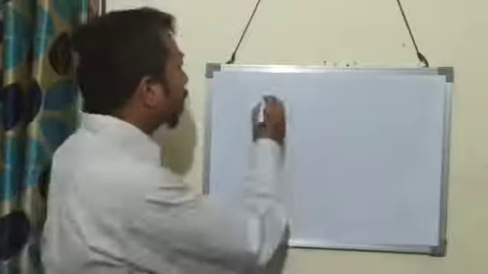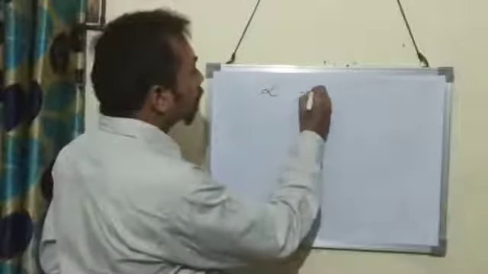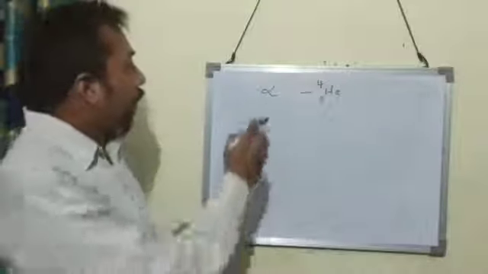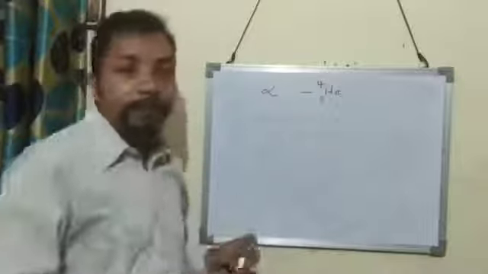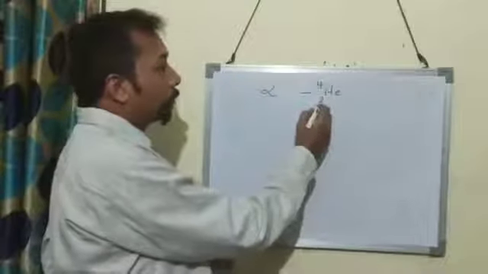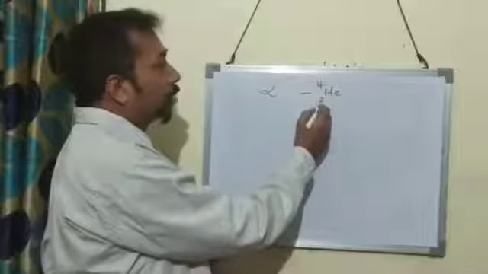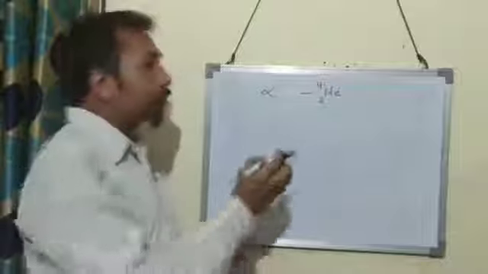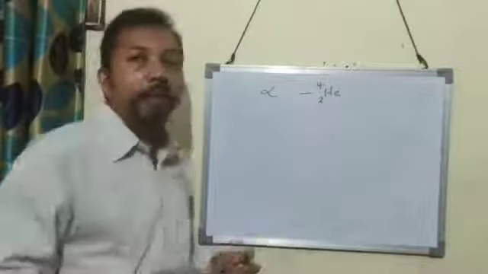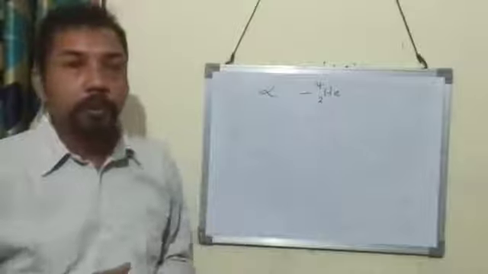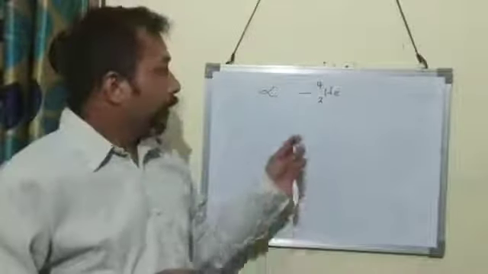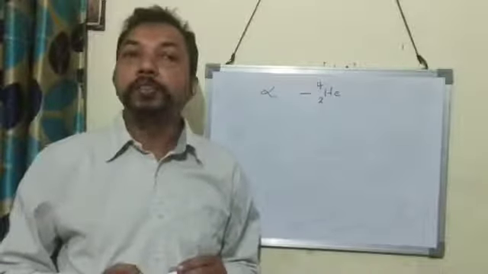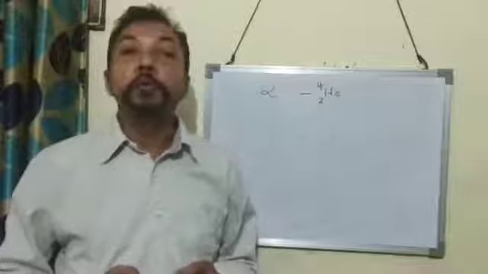Alpha particle is similar to a helium nucleus. The atomic number of helium is 2 and mass number is 4. So the helium nucleus consists of 2 protons and 2 neutrons. So alpha particle is the same as a helium nucleus.